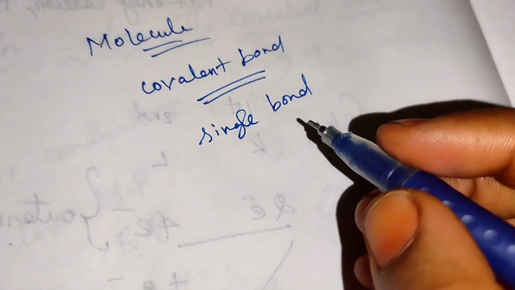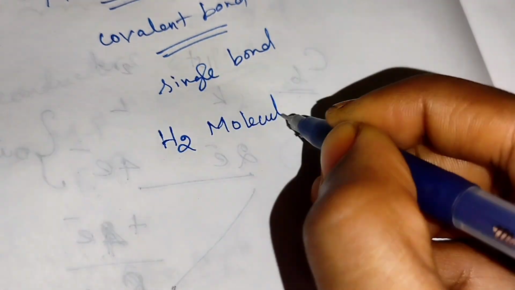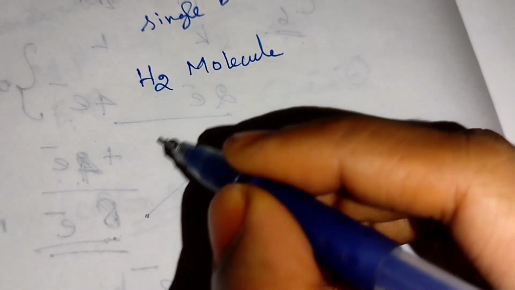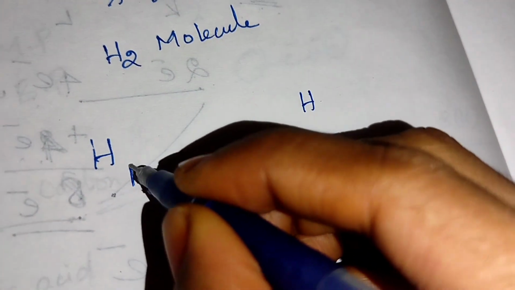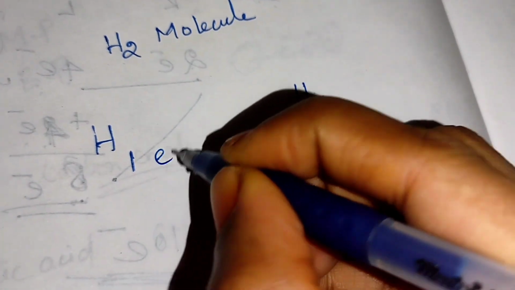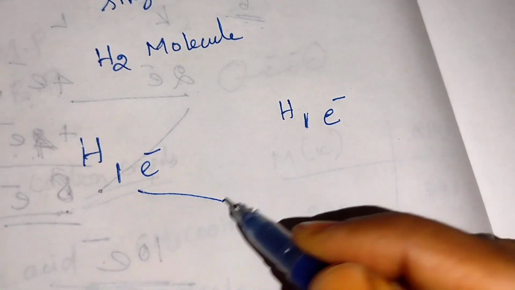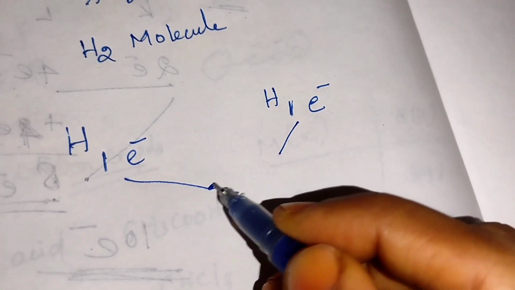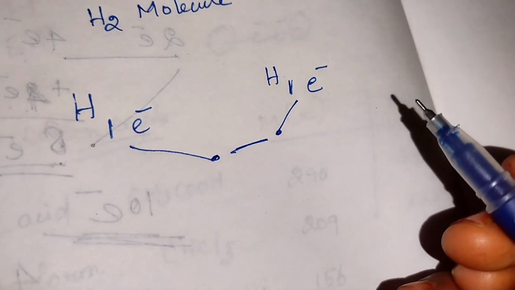First, we will take the H2 molecule. Here, 2 hydrogen atoms: here 1 hydrogen, here 1 hydrogen. What is the atomic number of hydrogen? 1. So it contains how many electrons? 1 electron, and this one also has 1 electron. So this 1 electron and this 1 electron are going to be shared. So here one single bond is formed.